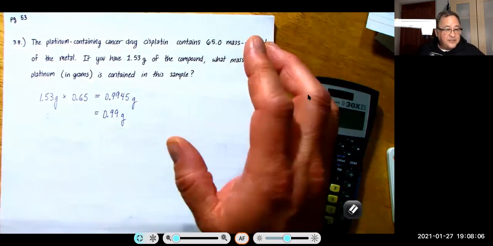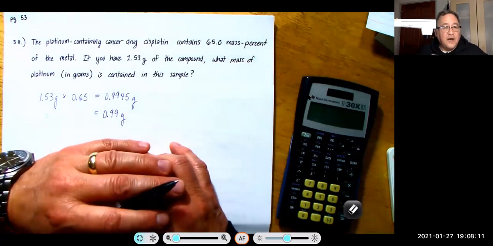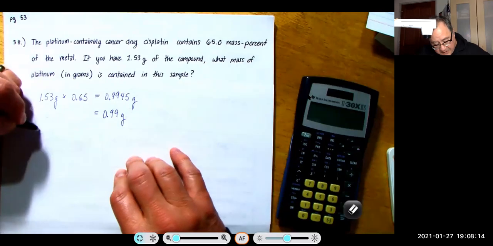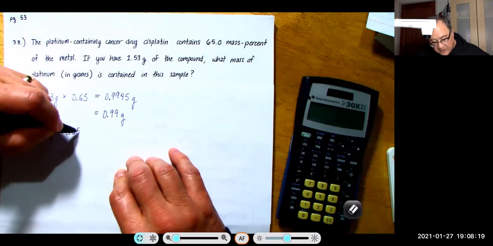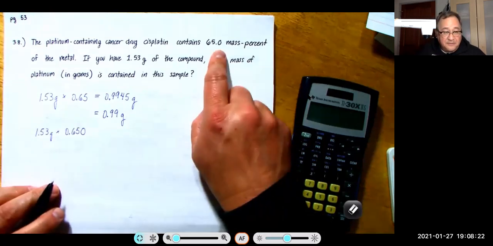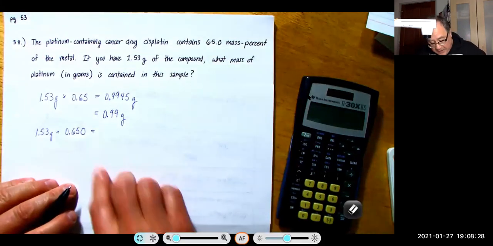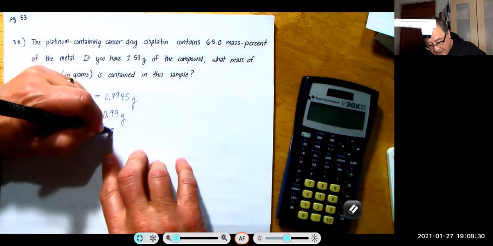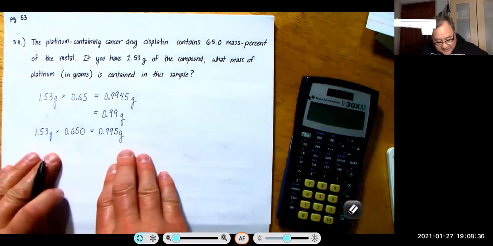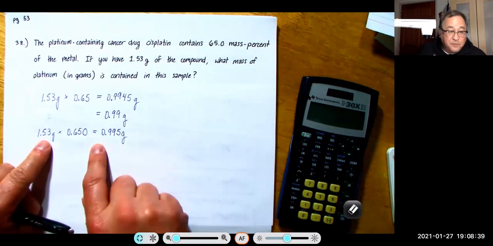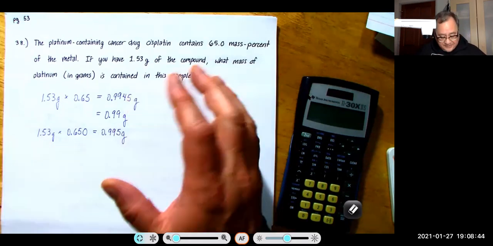And this is not quite correct. So let me show you why it's not correct. It's really 1.53 grams times 0.650. So we forgot about that zero there. So we actually need 3 significant figures, and we get 0.995 grams. Now let's take a look at this. This basically says that 1.53 grams is 0.995 grams, which doesn't quite make sense.